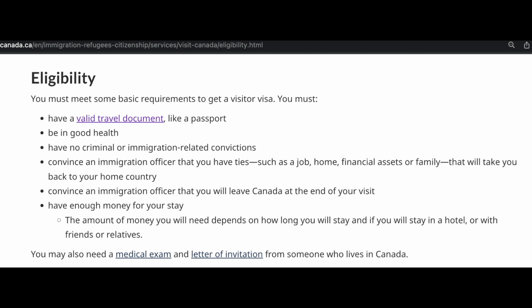You may also need to give a medical exam, or you may also require a letter of invitation from someone who lives in Canada. So these were some basic or minimum requirements that you must fulfill in order to apply for a visitor visa. Now, next we are going to talk about the steps to apply for a visitor visa.